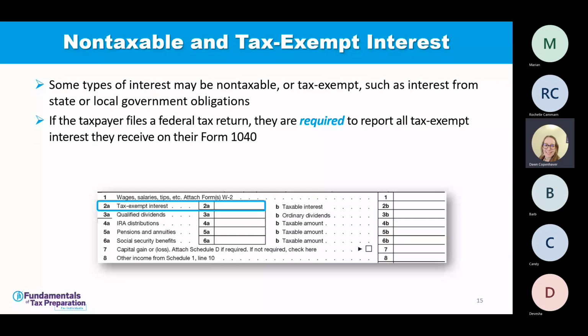And where does this go on the tax return? So again, we talked about taxable interest and non-taxable or tax-exempt interest. Here on the 1040, you can see that tax-exempt interest goes on line 2A and taxable interest goes on line 2B. So even though you don't have to pay taxes on it, you do have to tell the government about it.